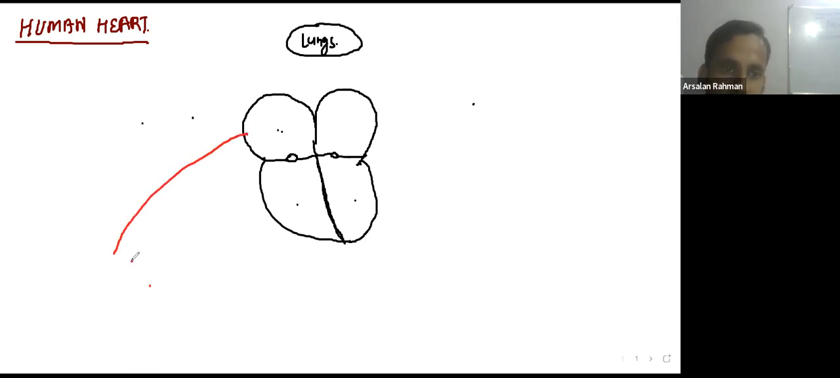Here there is a blood vessel which will enter into the right atrium. This is called SVC. This will carry CO2 blood. What is the full form of SVC? Superior vena cava.